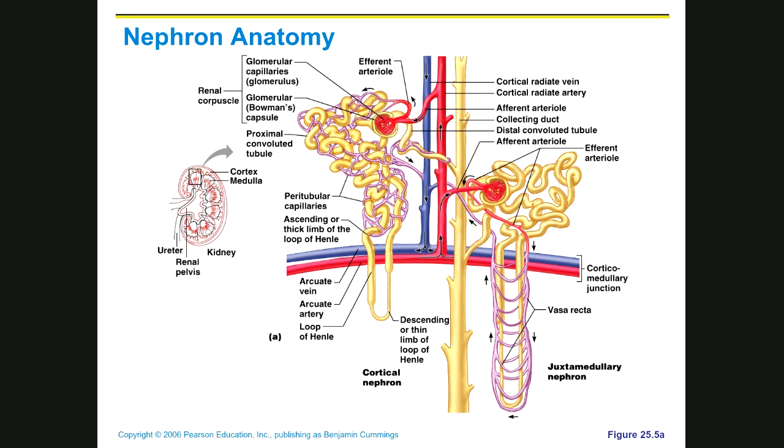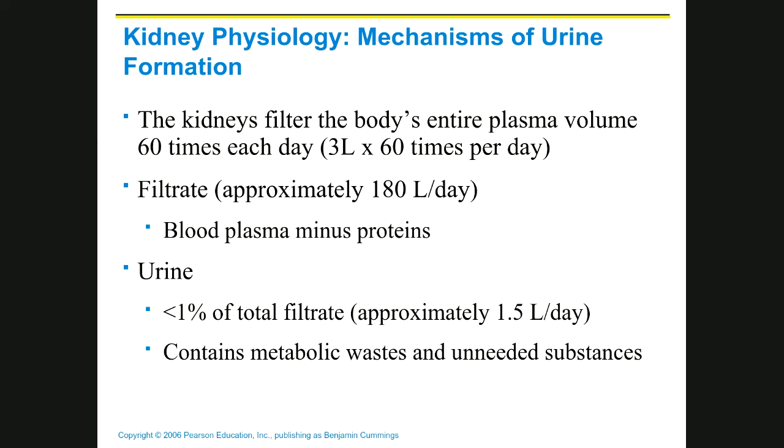So what's going to happen is blood is going to come through here and it's going to be filtered, cleaned, refreshed, and adjusted, and then it's going to go back into the general circulation. And remember, this happens about 60 times a day. So 60 times a day, the entire liquid portion of your blood is filtered out.